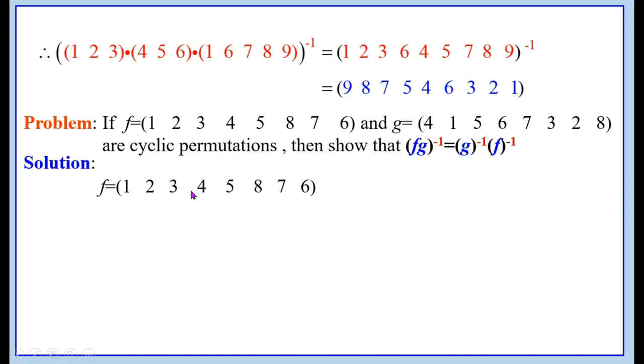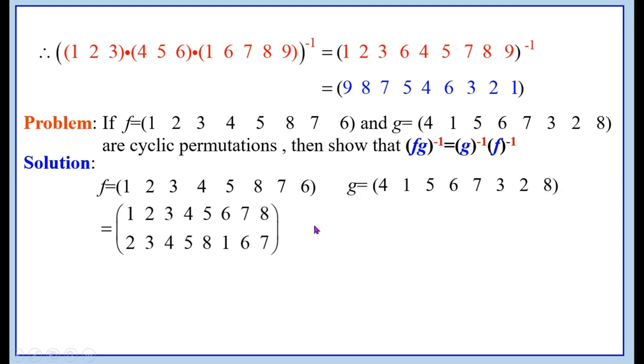F is given as a cycle. We have to find the product of F and G. The cycle (1, 2, 3, 4, 5, 8, 7, 6) is written as a permutation: 1 goes to 2, 2 goes to 3, 3 goes to 4, 4 goes to 5, 5 goes to 8, 8 goes to 7, 7 goes to 6, 6 goes to 1.